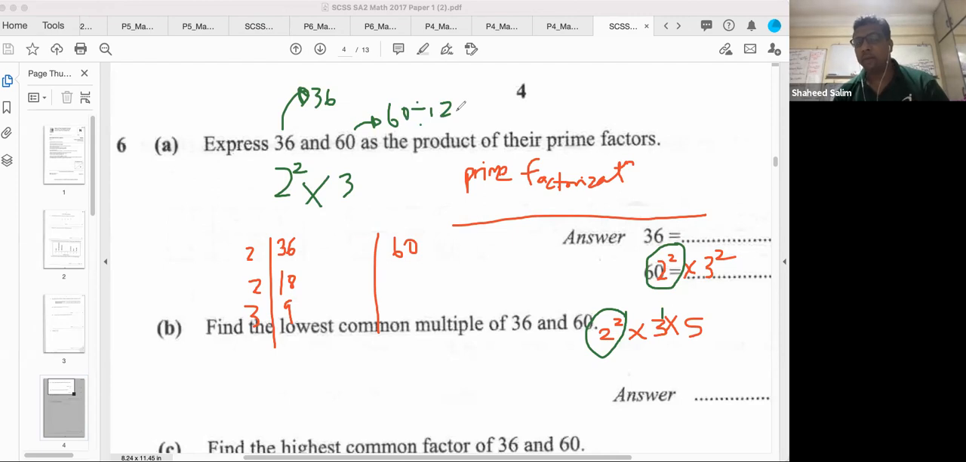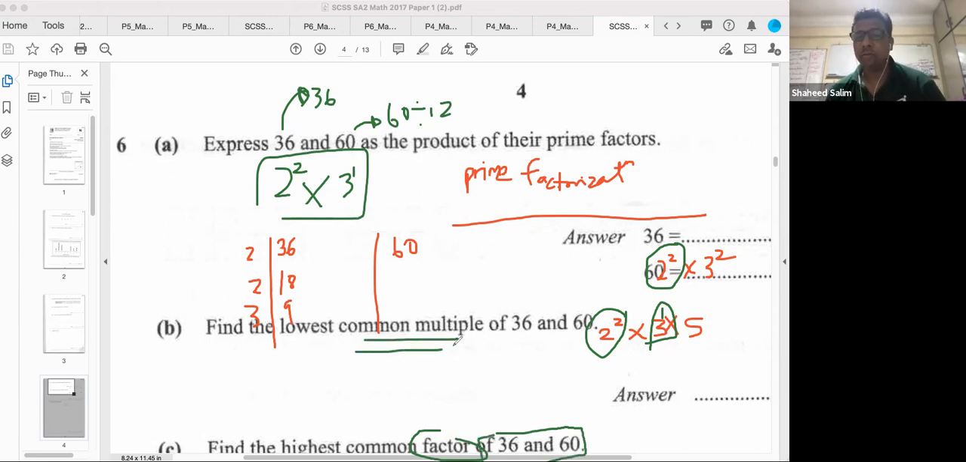Whole number, right? So that means from here you can tell. You take the same number, 2 to the power 2. That means you must take this number. If one has 3, another has 3, you also can take, but take the smaller one, which is 3 to the power 1. So this one now is your highest common factor. It means the biggest number both numbers can divide by. That's what it means. What about this one?